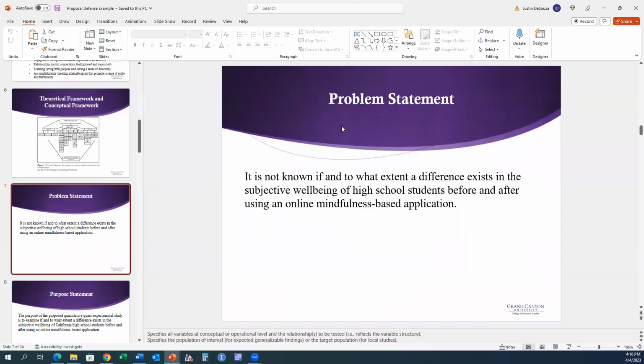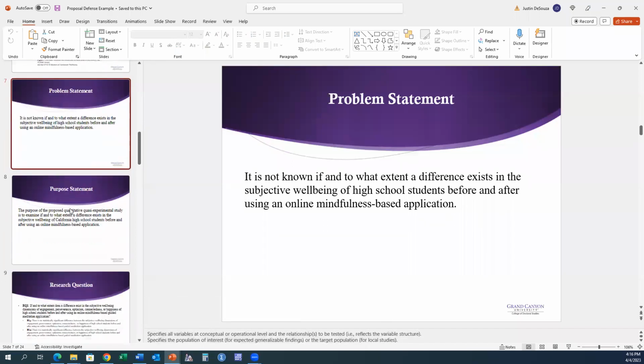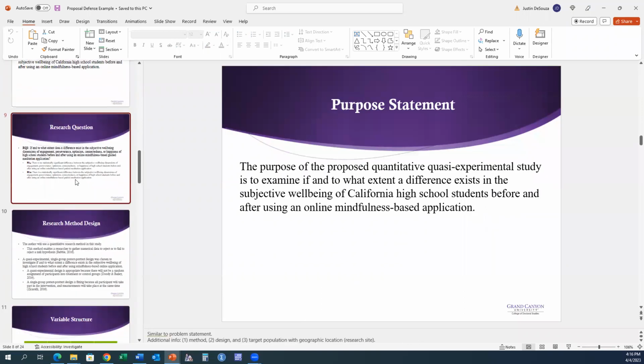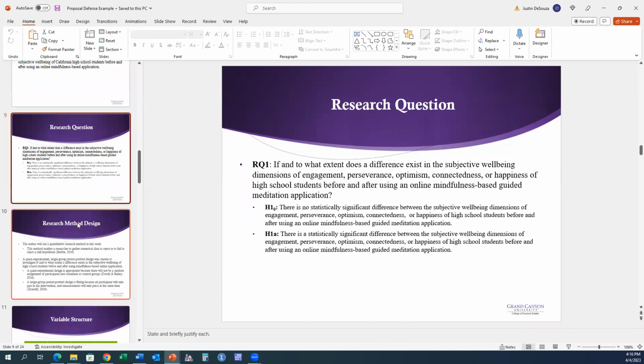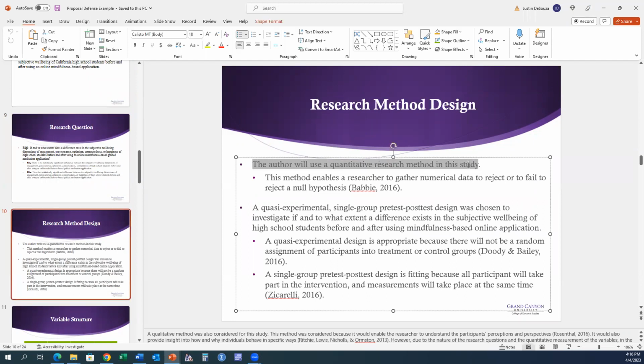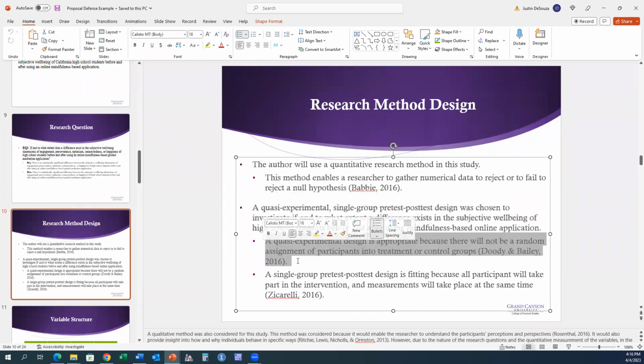Then it goes into the problem statement, and you can see you can put talking points at the bottom of these slides. Then we go into the purpose statement, research questions, research method and hypothesis, or research method and design. So, justifying why you selected quantitative versus qualitative or vice versa. And then explaining the research design and giving definitions and citations if possible.